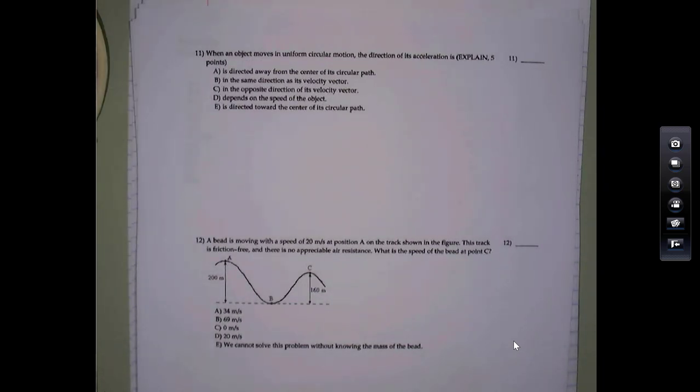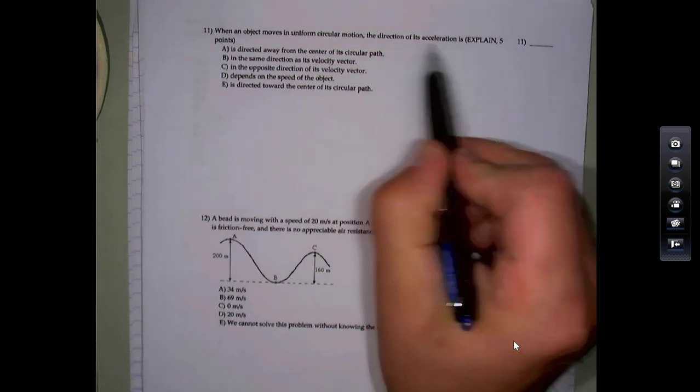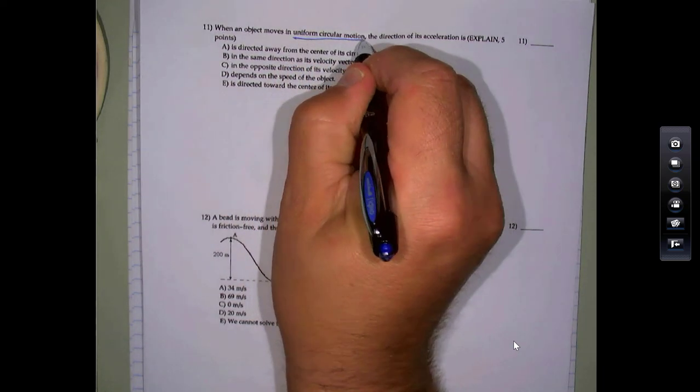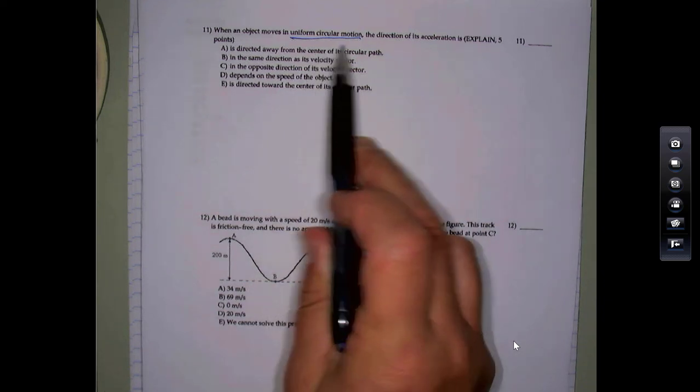When an object is in uniform circular motion, the direction of the acceleration is... Okay, so uniform circular motion means at a constant speed. Whenever you're going in a circle, especially uniform circular motion, you have to have a force towards the center, or you wouldn't be going in a circle anymore.